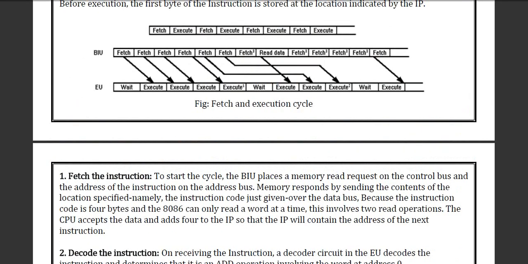By this you can see that the BIU is in the fetching section, so every time it fetches the data, and the execution section executes the data. That is how BIU and EU are related to each other. If the BIU doesn't fetch the data, then the EU needs to wait.